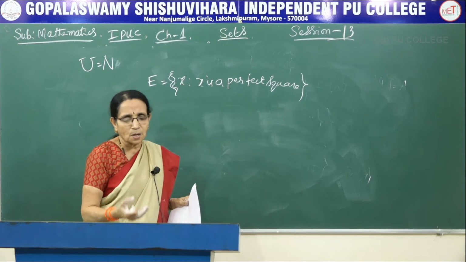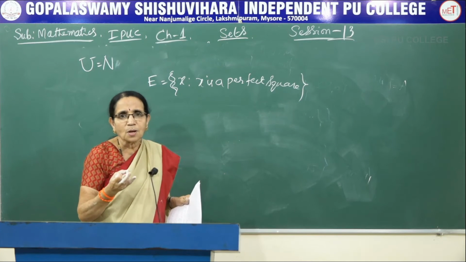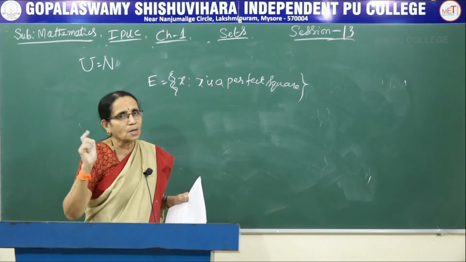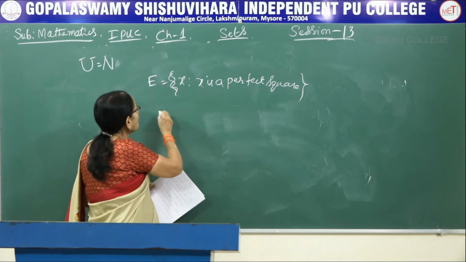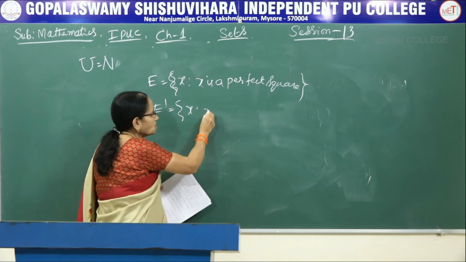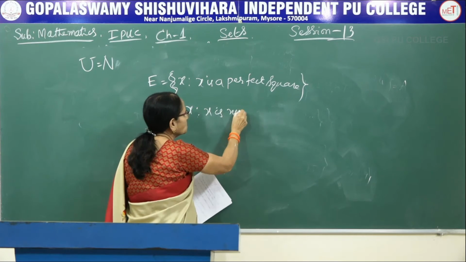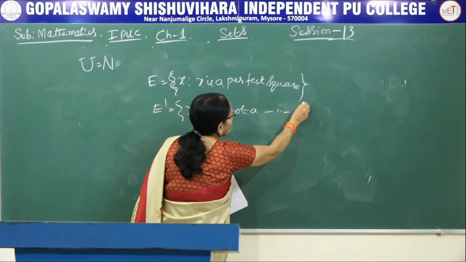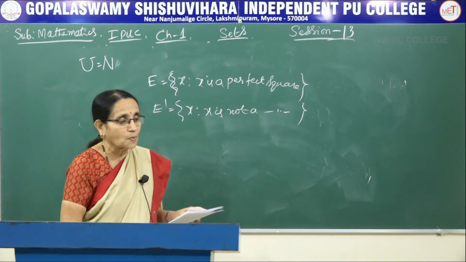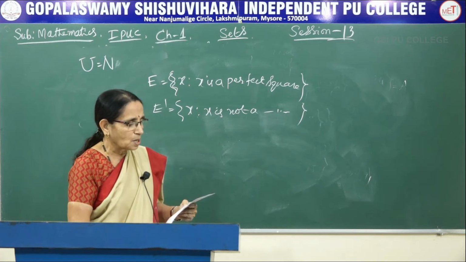What are the perfect squares? 1 square is 1, 2 square is 4, 3 square is 9. So 1, 4, 9, 16, 25, 36, 49 like that. Now, you need not write all the elements. To write the complement here, you simply write x is not a perfect square. X is a perfect square is the set. X is not a perfect square is the complement of that one.